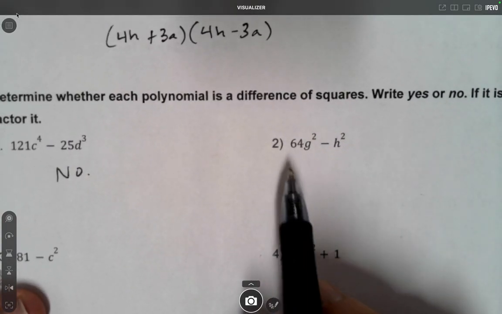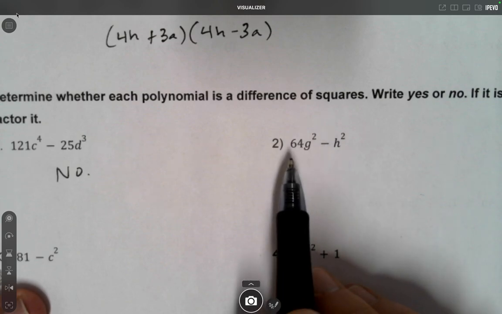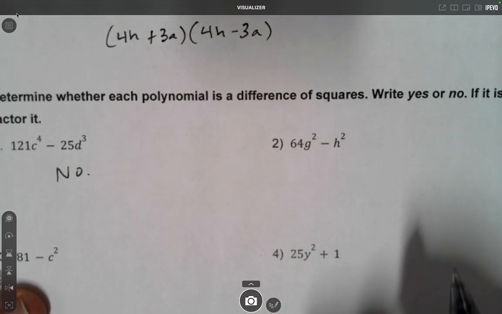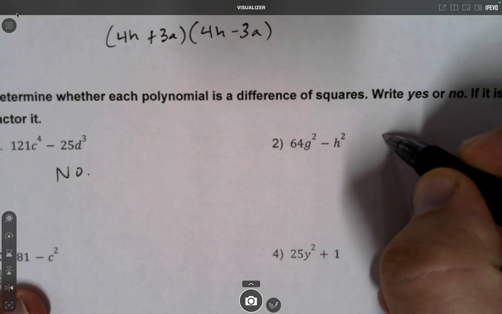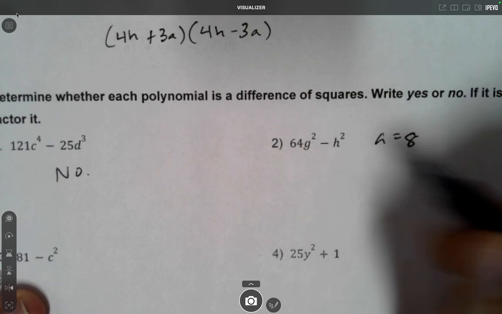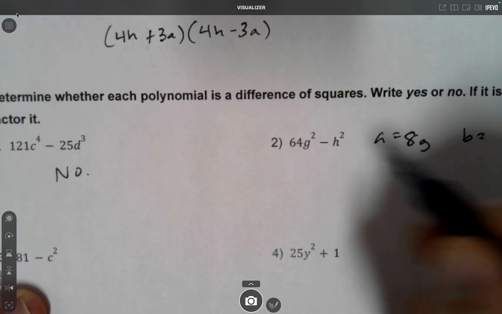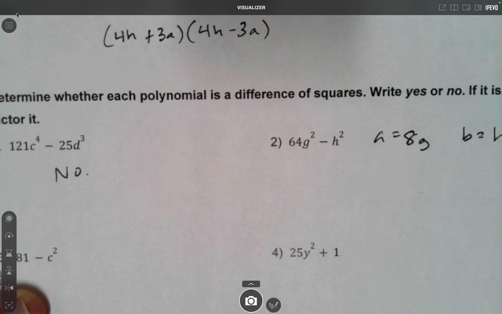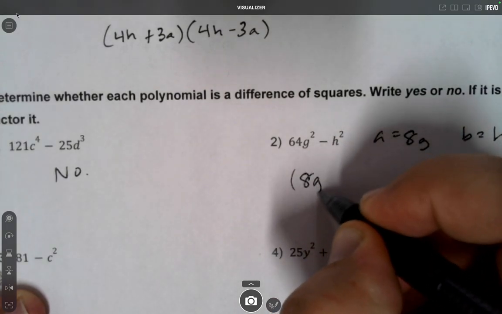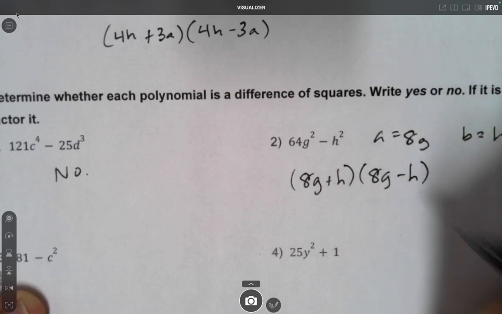Okay, number 2, this is two terms. There's subtraction, and everything here is a perfect square. So my a is the square root of 64 and the square root of g squared. My b is the square root of h squared, which is h. So I do 8g plus h, 8g minus h.